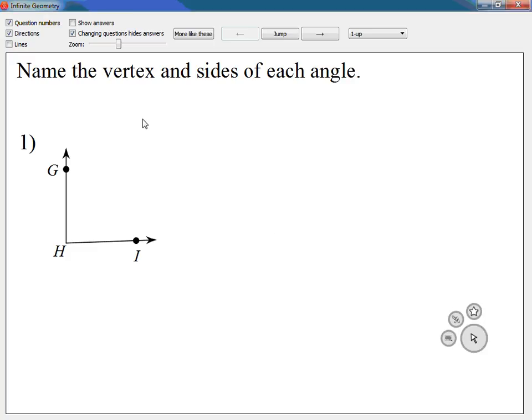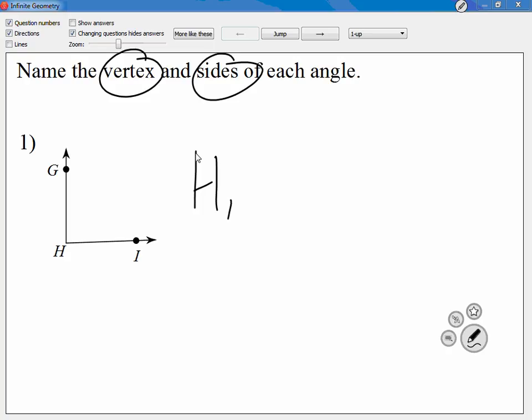Looking at the first four questions, it says name the vertex and the sides of each angle. The vertex is the corner, which is a point. So for question number one, it is point H. That's the vertex. The sides are two rays, in my case the ray HG and the ray HI. And that's pretty much it.